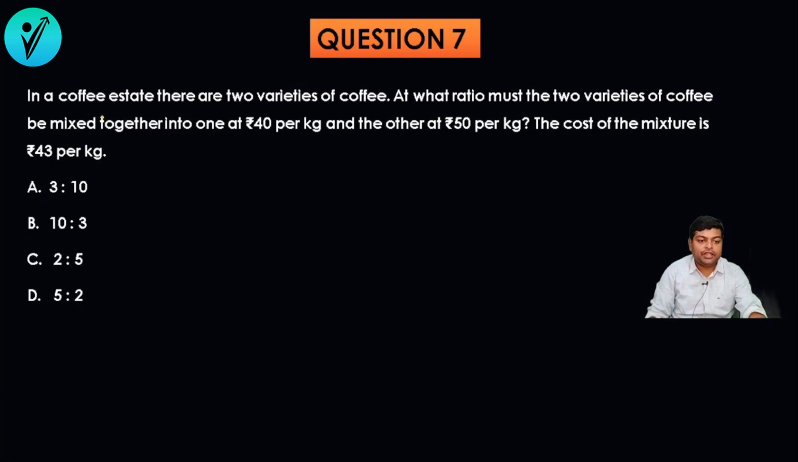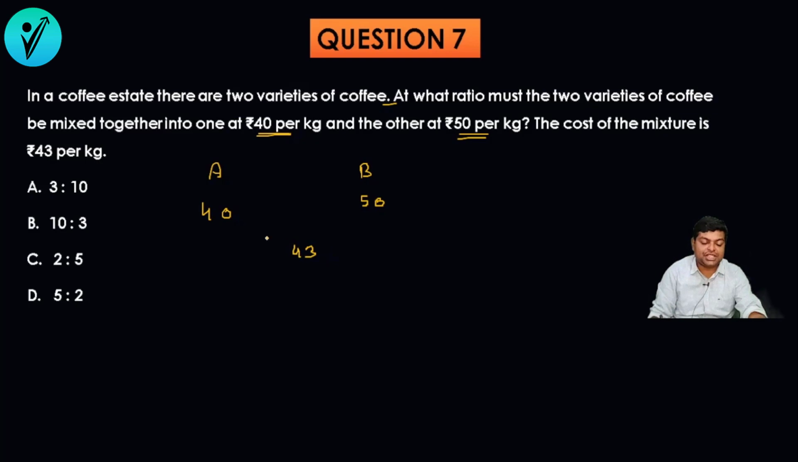Let's see. So in a coffee estate, there are 2 varieties of coffee. At what ratio must the 2 varieties of coffee be mixed together, one at 40 per kg and the other at 50 per kg, and the cost of the mixture is 43. So one variety is of 40 rupees per kg, another variety is of 50 rupees per kg, and when you're mixing, the price of the mixture is coming out to be 43. It's a simple question of allegation, okay? I have one variety A which is of 40 rupees per kg, another variety B which is of 50 rupees per kg, and when we are mixing it, the price of the mixture is coming out to be 43. So in which ratio one should mix?